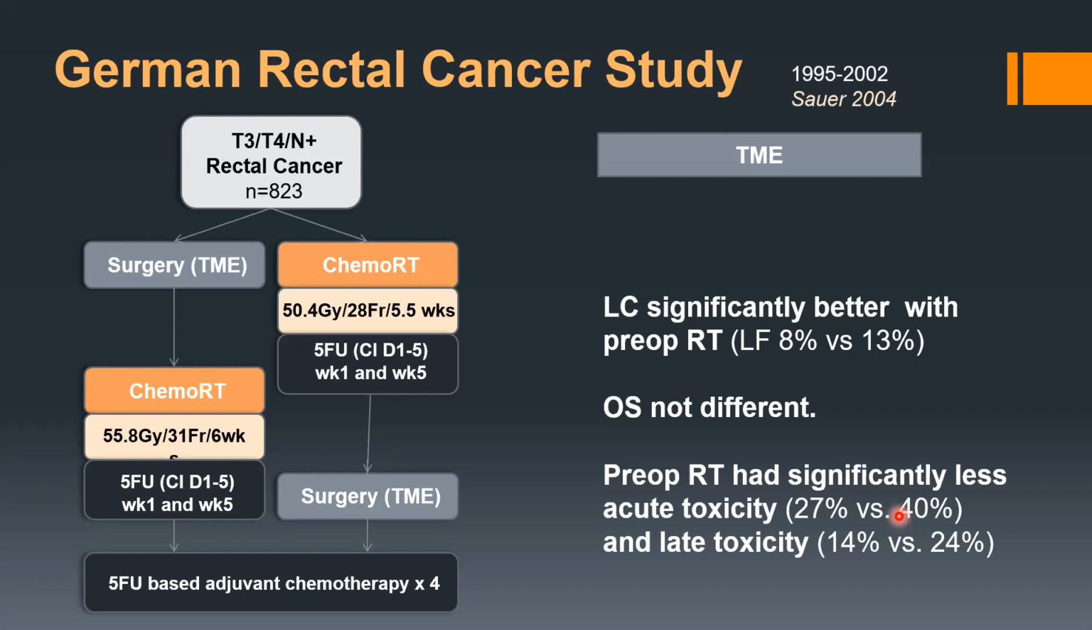It was shown that the neoadjuvant chemoradiation, or the preoperative radiotherapy, was better. The local control was significantly better with preoperative radiotherapy. The failure rates were 8% versus 13%. There was no difference in overall survival. But importantly, the preoperative radiotherapy had significantly less acute toxicity and late toxicity compared to post-operative radiotherapy. And this is important to understand because in a post-operative setting, there is more small bowel in the pelvis, which causes more acute toxicity and more consequential late toxicity from the extra acute toxicity.